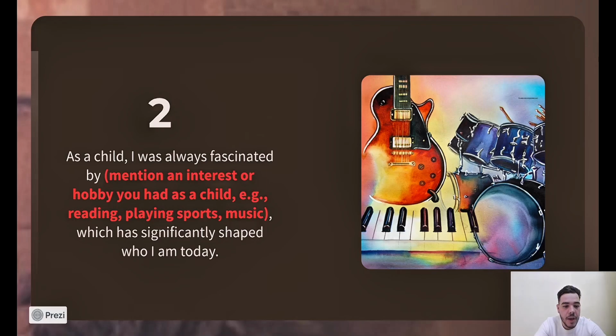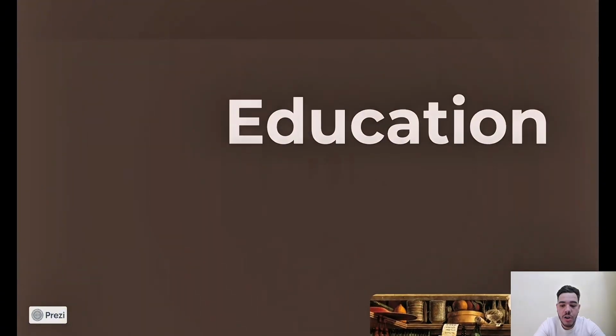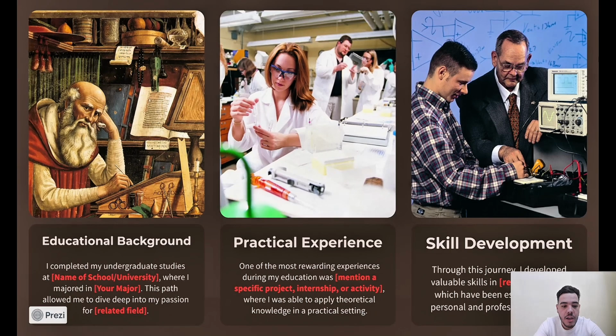Means if this hobby has affected your personality today, you need to mention this. For example, if from when you were a child, you were listening to music and trying to sing very well, and today you have become a singer, in this situation, you are going to mention which has significantly shaped today. The next phase is going to be about education. So basically, here you need to talk about the following: your educational background, your practical experience, and your skill development. How exactly? We will see it in detail.